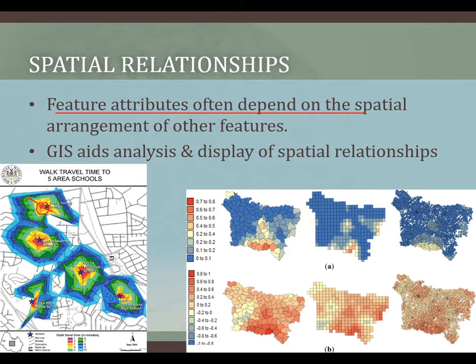We use this for tons of uses, for example schools, school areas, school buses. This is just one example. So GIS aids analysis and display of what we call here spatial analysis or spatial relationships. There are different spatial relationships: inclusion, intersection, areas that are next to each other. So we have different ways to relate these spatial features to each other.